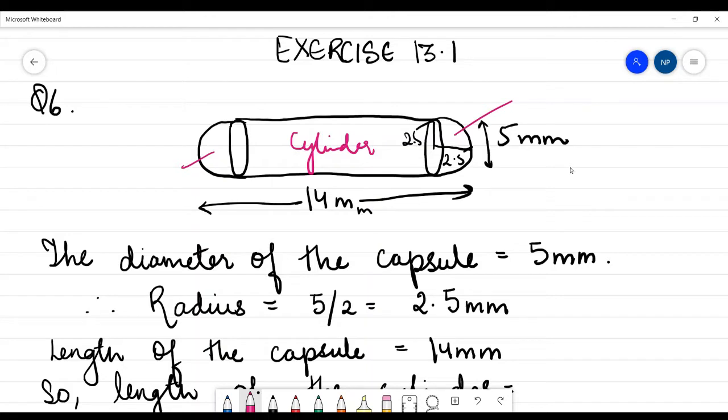That means if the diameter of the capsule is 5 millimeter, we can say the diameter of the cylinder as well as the diameter of the hemisphere are the same. So for that, what do we need? We have to find its surface area. To find the surface area, we need first of all the radius. We all know the radius can be found by dividing the diameter by 2.